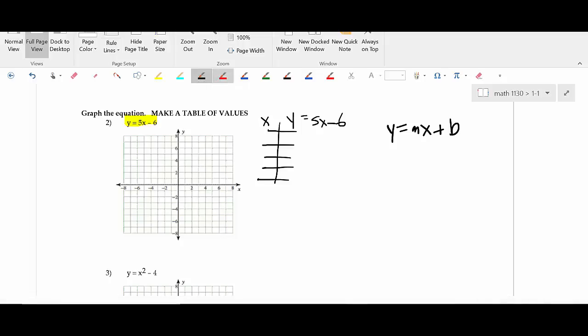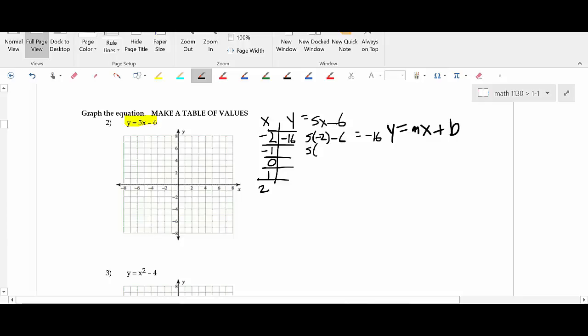But for now, what I'm going to have you do is let's just pick some numbers. Let's pick like 0, 1, and 2, -1 and -2. So we're going to plug into the function and we're going to plot points. That's how we do our graphing tonight. So we're going to do 5 times -2 minus 6. That would work out to be -16.